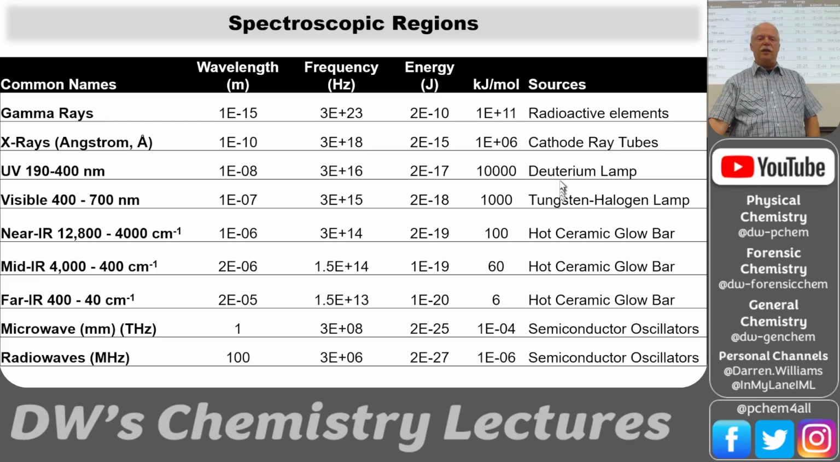The different sources here: in the UV we use a deuterium lamp, we use a tungsten halogen lamp in the visible, and then in the infrared we have a hot ceramic glow bar. So it's like a little ceramic resistor. We just put some voltage across that and it gets hot. And that's a pretty stable source. In fact, we leave it alone. We just keep it plugged in the whole time and it lasts for years, maybe up to 10 years. I like you to replace it after 5 or 6, but they go for a long time.